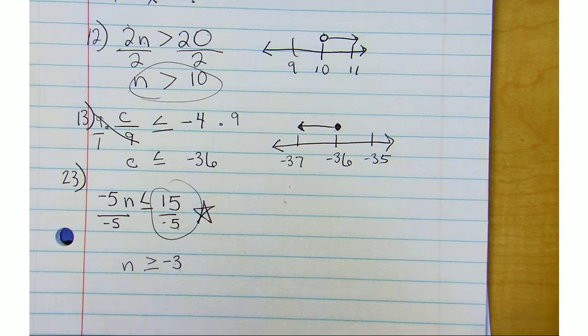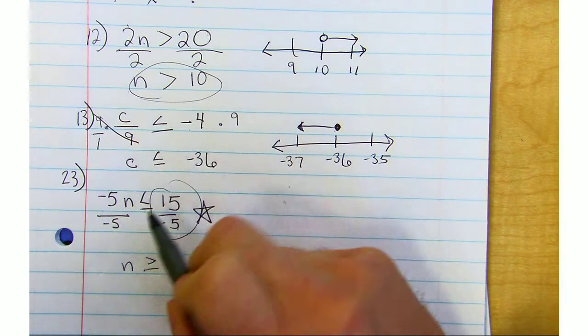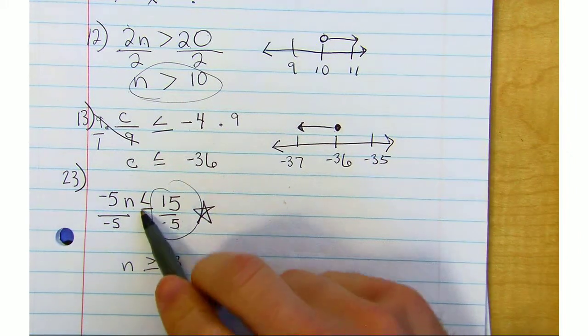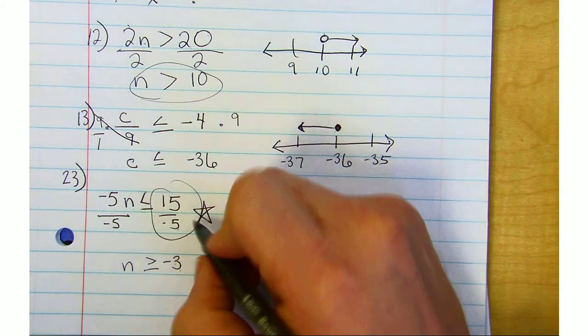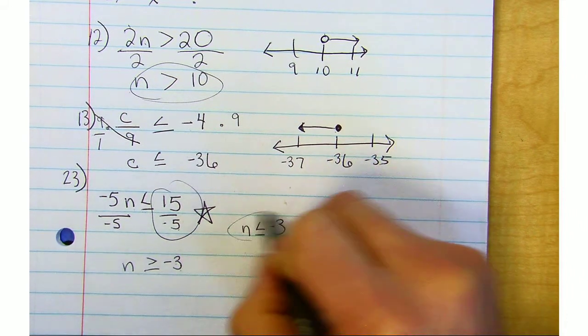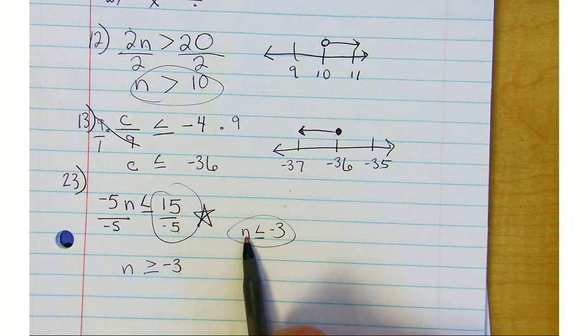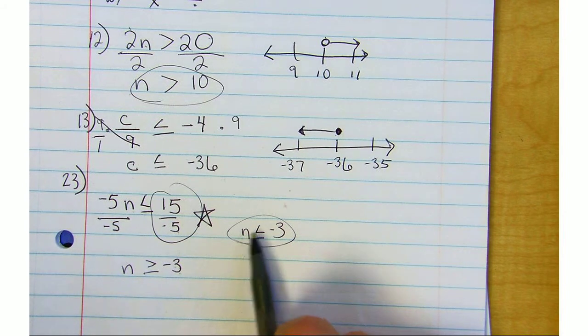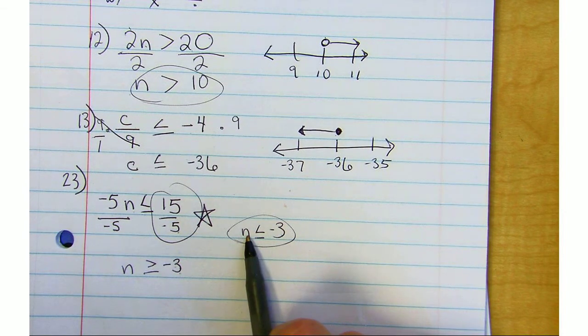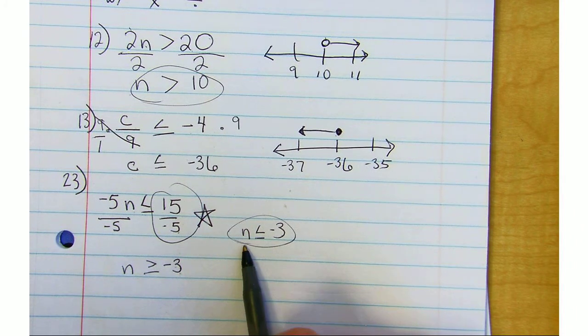Just so you could see, if I would have left it the way it is, then let me just show you something, okay? So this is wrong. Right here is wrong. But if I put something in here and said n is less than or equal to negative 3, a value that would work would be negative 5.